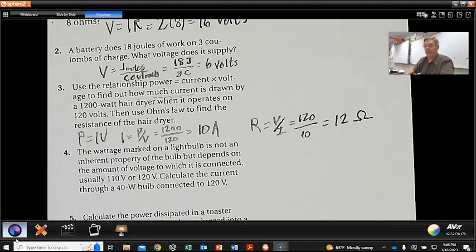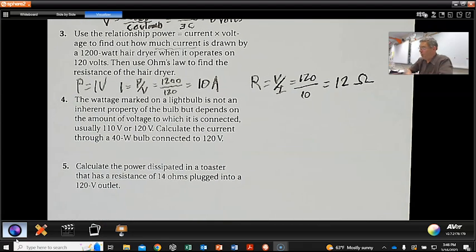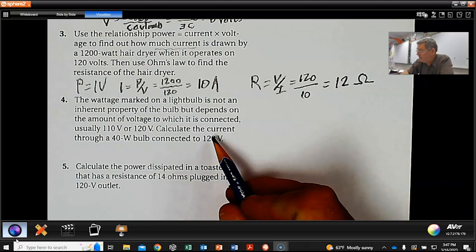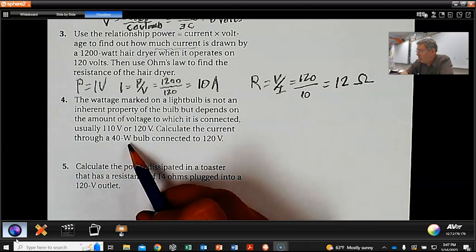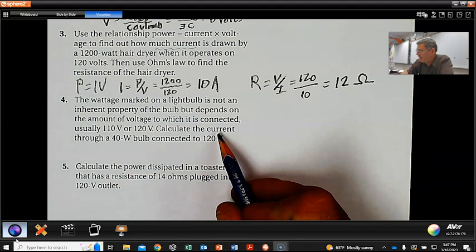Okay, number 4. The wattage marked on a light bulb is not an inherent property of the bulb, but depends on the amount of voltage to which it is connected, usually 110 or 120 volts. Calculate the current through a 40 watt bulb connected to 120 volts. So I look at what I know. I know the wattage and the voltage, and I'm asked to find the current.